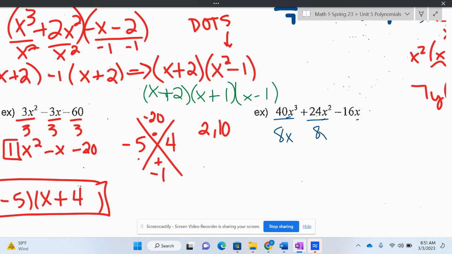Divide by an 8x. Okay, so I'm going to pull that 8x out front so I don't forget about it, because if I don't pull it out, I will forget about it. Let's see, 40x cubed divided by 8x. Well, 40 divided by 8 is 5. X cubed divided by x is x squared.